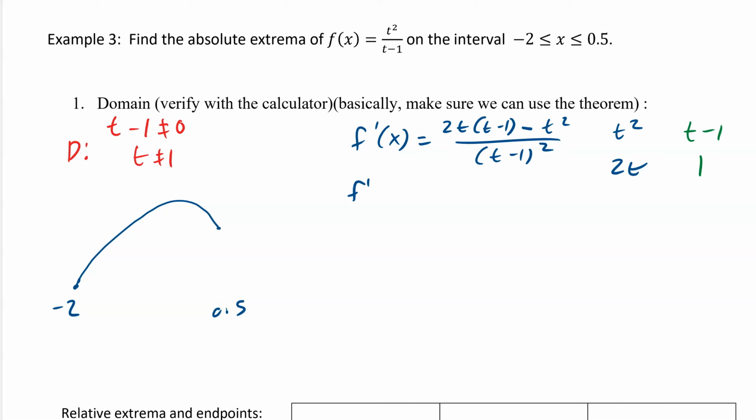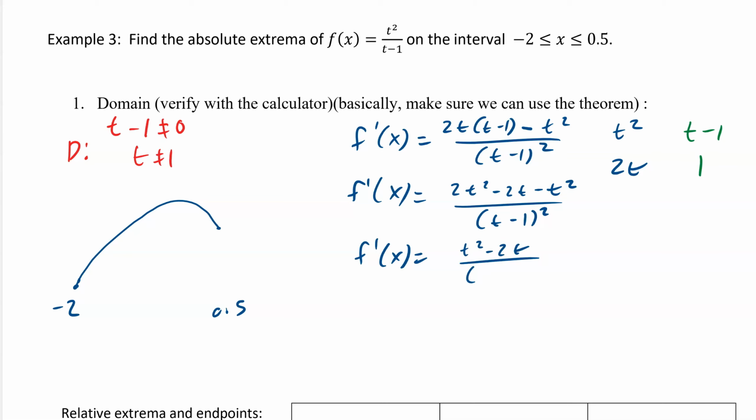Okay, and a little distributing. So we get 2t squared minus 2t minus t squared, and leave that bottom one alone. We already know that one of them is t equals 1. So f prime of x equals t squared minus 2t over t minus 1 squared. So this is t, and t minus 2 over t minus 1 squared.